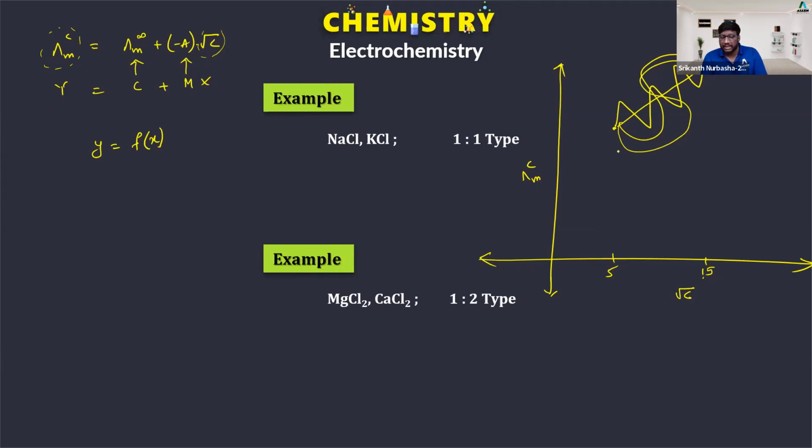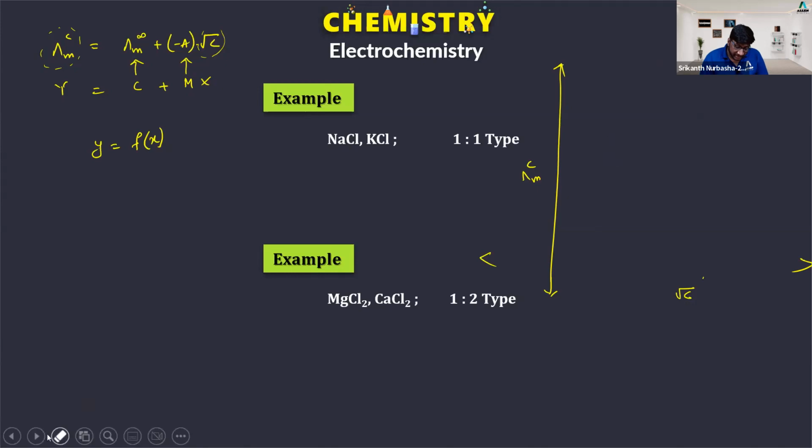So to have a perfect graph, what should I do? I have to measure the value of molar conductance at any concentration for every very small interval of root C. Yes or no? That's what we are going to do. For every small interval of root C, if I measure the molar conductance at that concentration, I'll get some specific points. And obviously, we have the equation as well.